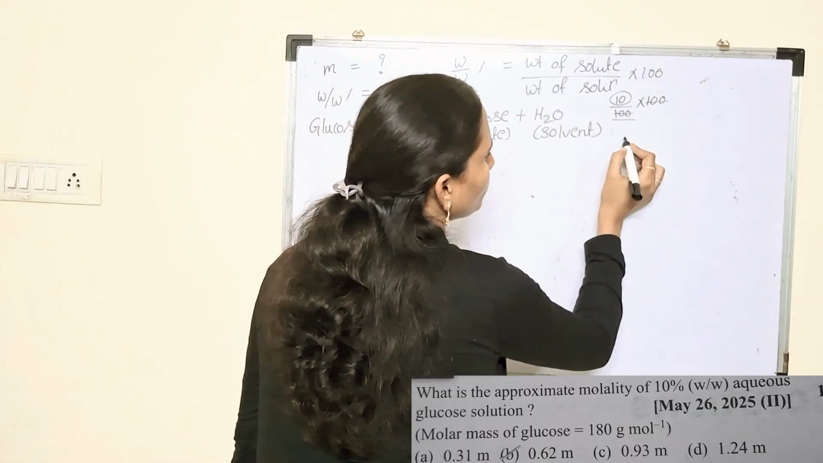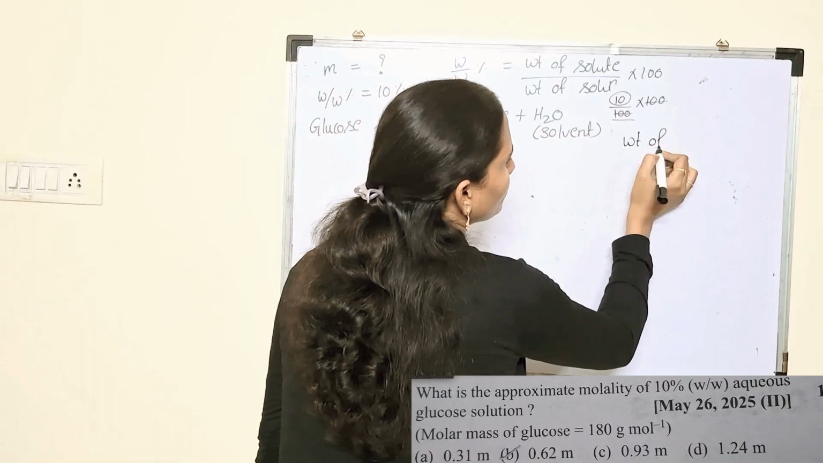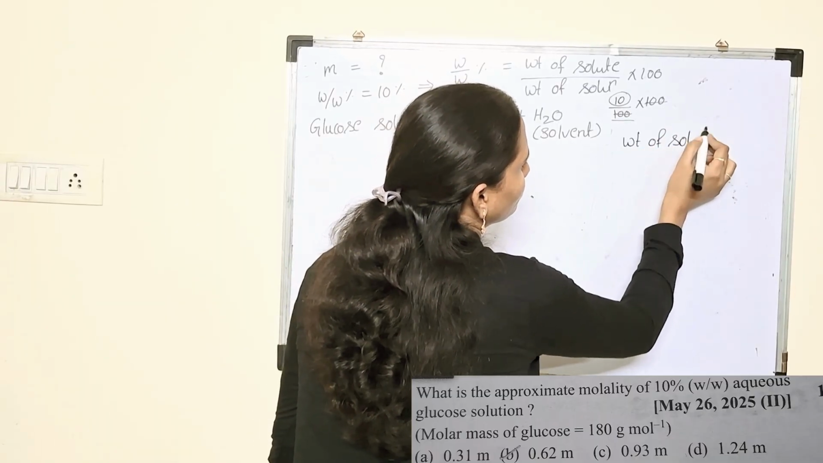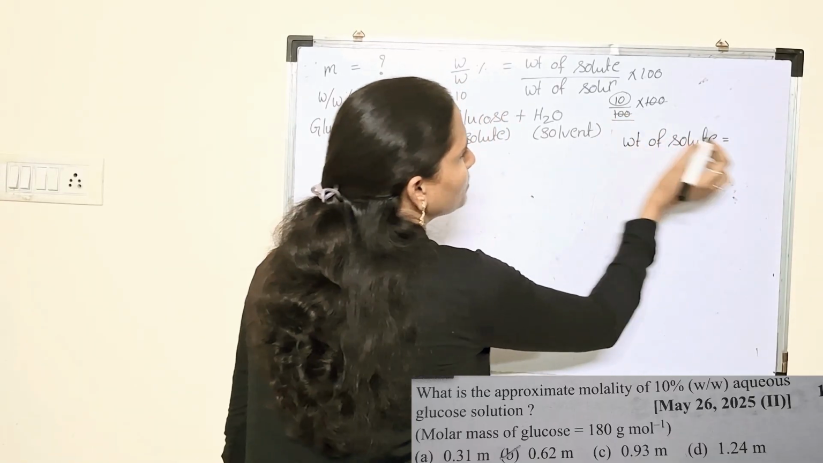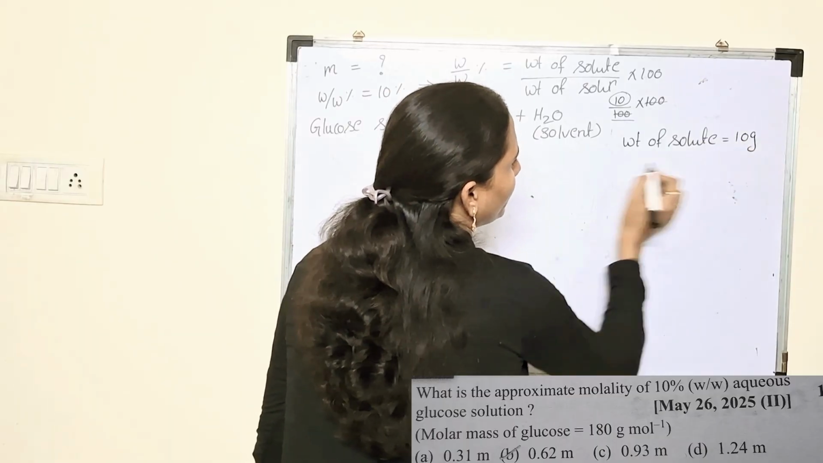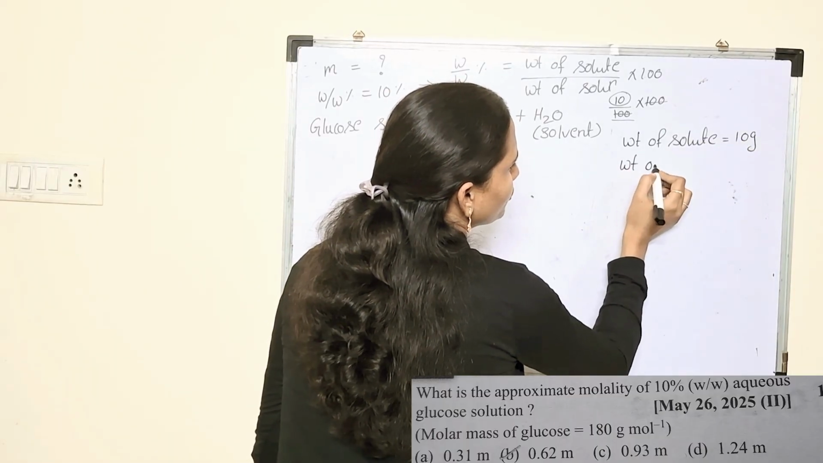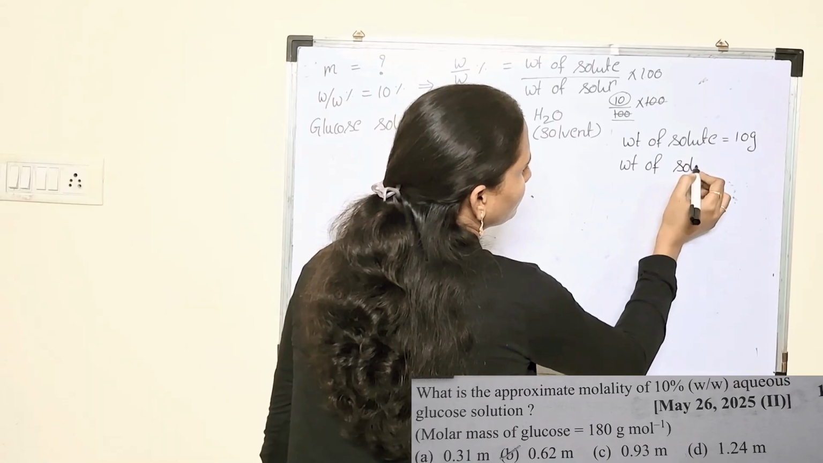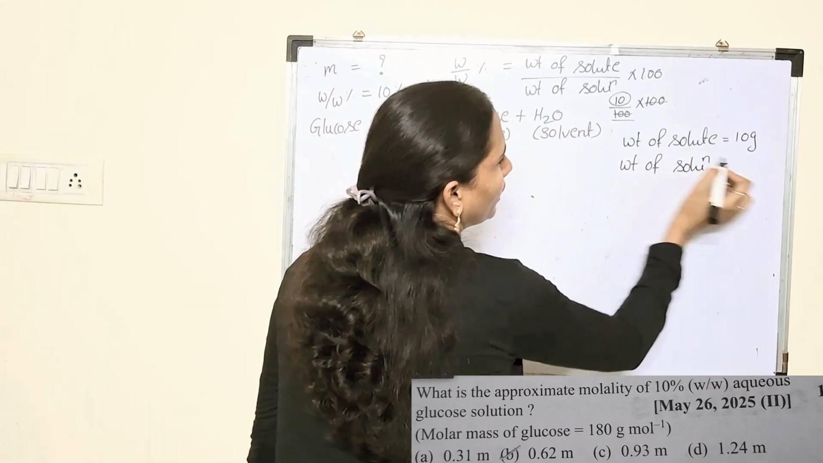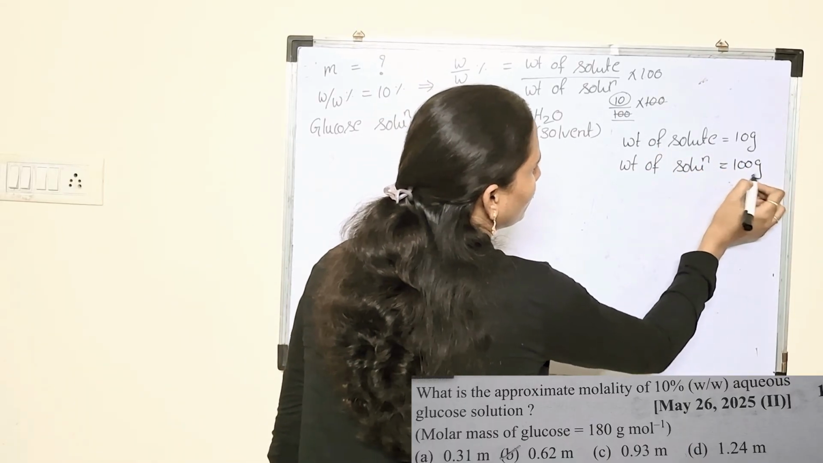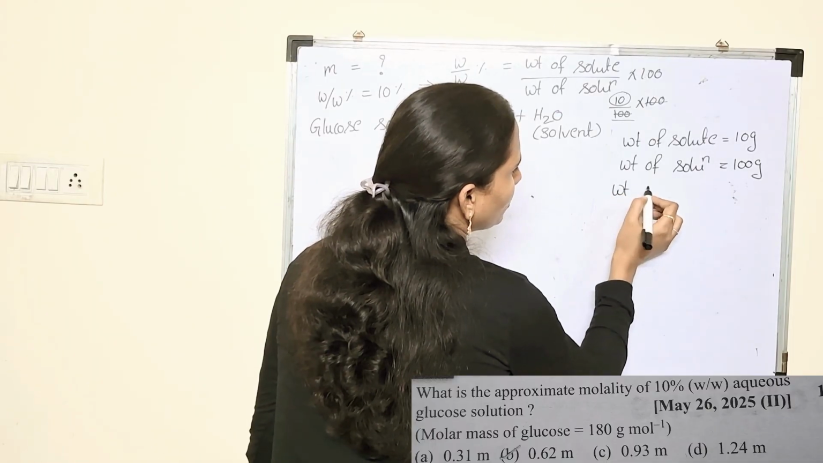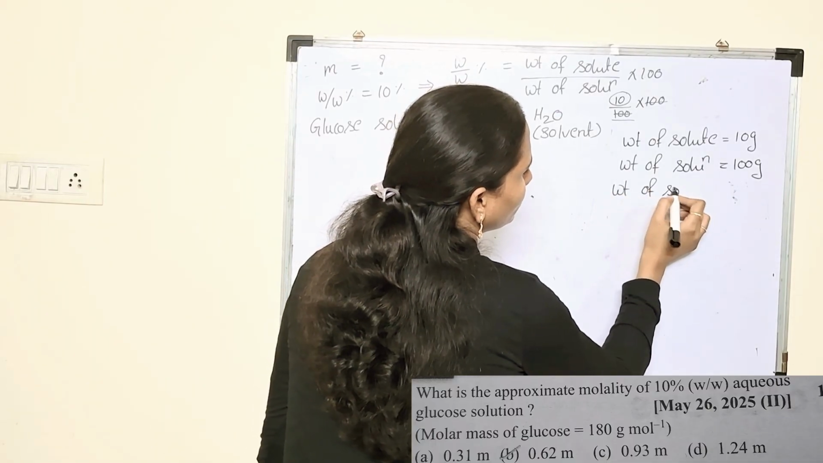So based on this we can write. What is the weight of solute? Weight of solute is 10 grams. Next, weight of solution is 100 grams.